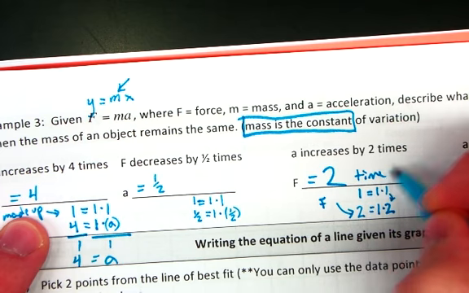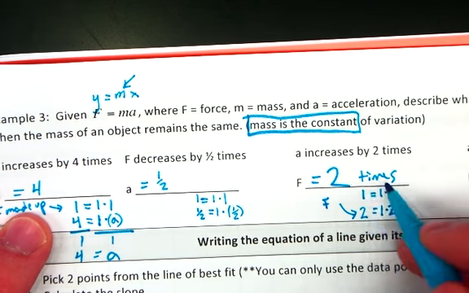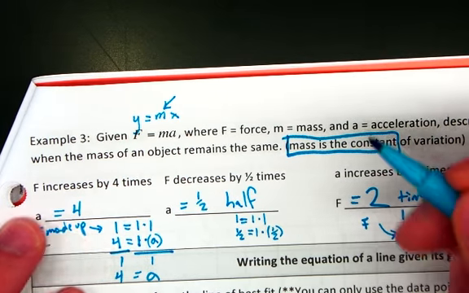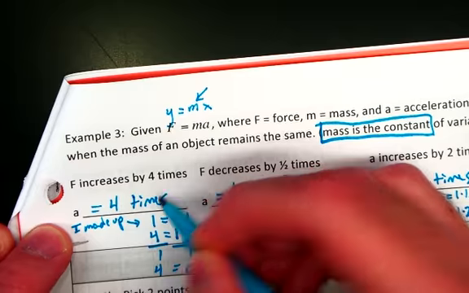or 2 times. Because we didn't know the exact value, we just knew that the force was 2 times what it used to be. The acceleration was half of what it used to be. The acceleration is 4 times what it used to be.